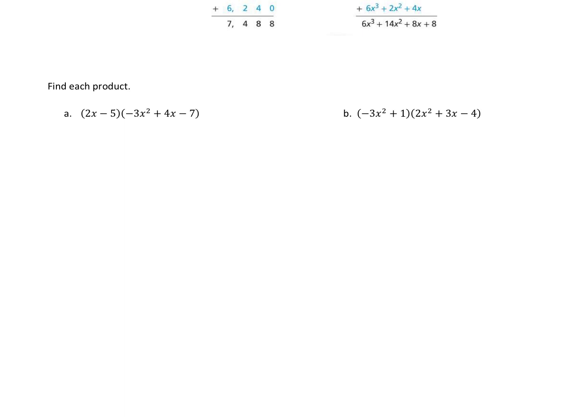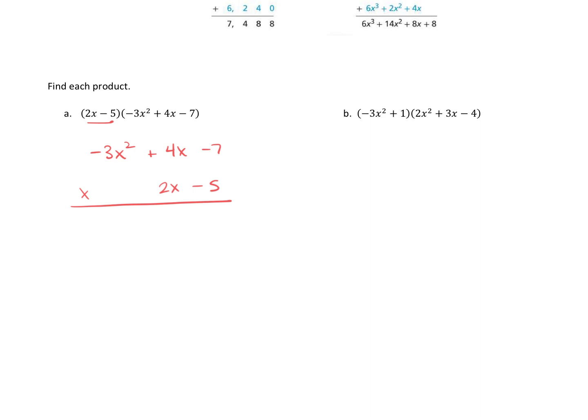Okay, so you take your trinomial. We're going to write that one first. Negative 3x squared plus 4x minus 7. We're going to multiply that by the binomial. We'll put that one below. 2x minus 5. And now we're going to multiply these together.